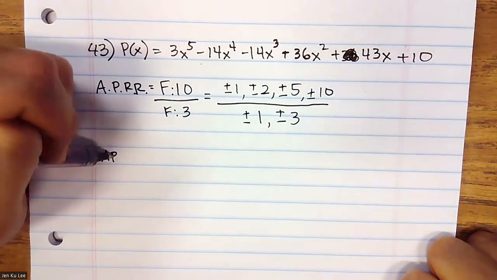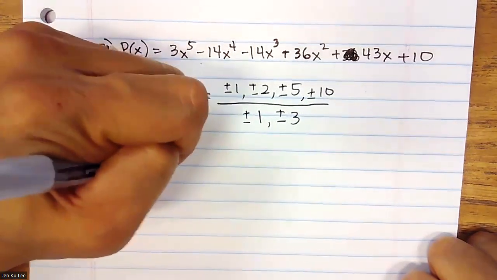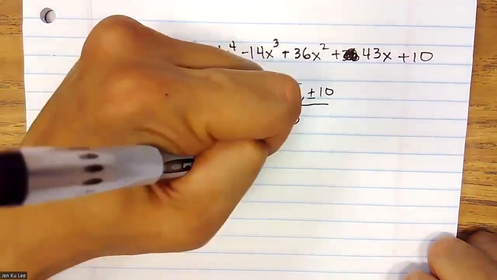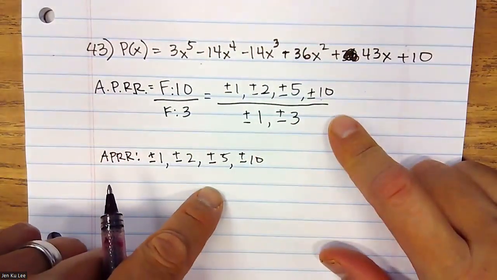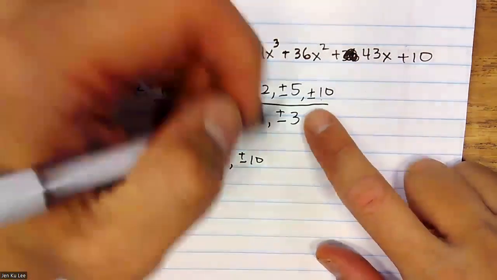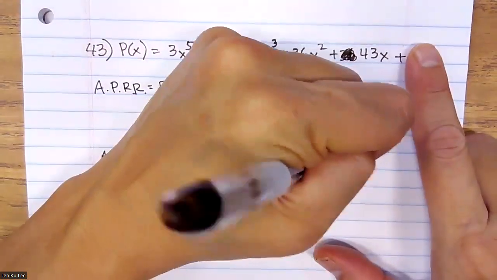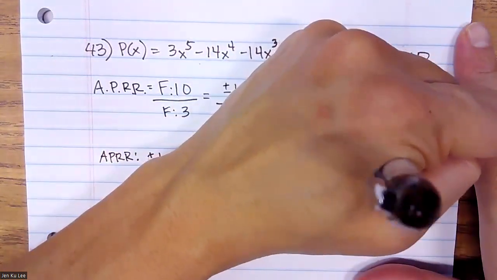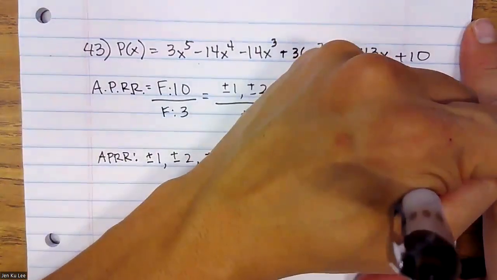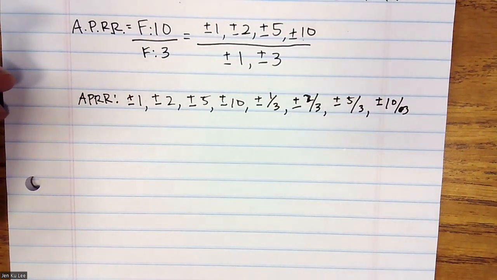So your possible rational roots are going to be plus or minus 1, plus or minus 2, plus or minus 5, and plus or minus 10. Because if I divide all of these numbers by 1, I get the same thing, right? And then 1 divided by 3 is plus or minus 1/3. 2 divided by 3 is 2/3, plus or minus 5/3, and plus or minus 10/3. Oh, not 10 over 13, but 10/3. Okay? Cool.